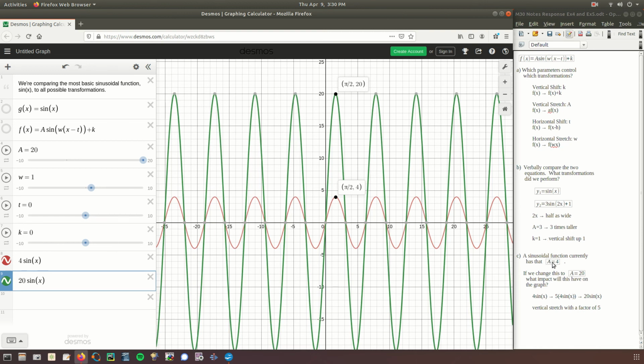So when we changed a from 4 to 20, we performed a vertical stretch with a factor of 5. The graph is now 5 times taller than it used to be.